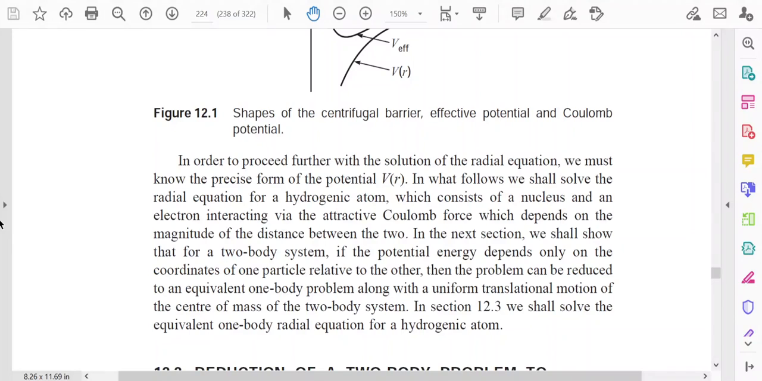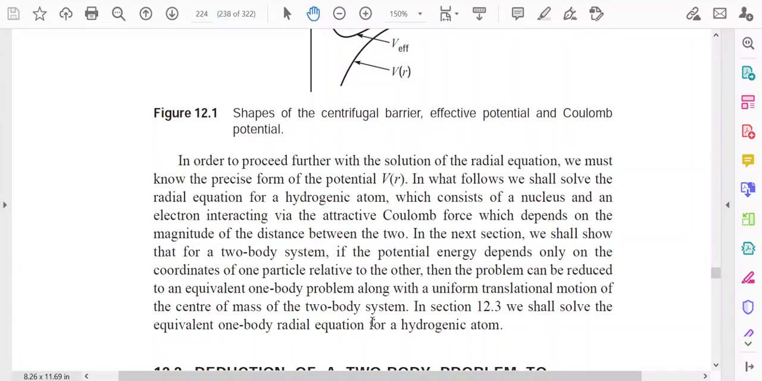So at first we will learn what a two-body system is. If the potential energy depends only on the coordinates of one particle relative to the other, then the problem can be reduced to an equivalent one-body problem along with a uniform translational motion of the center of mass of the two-body system. So basically the meaning of this sentence is that we can reduce a two-body problem into a one-body problem by employing the concept of the center of mass of the two-body system.